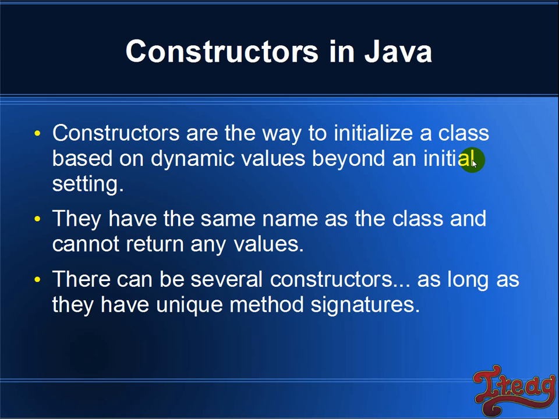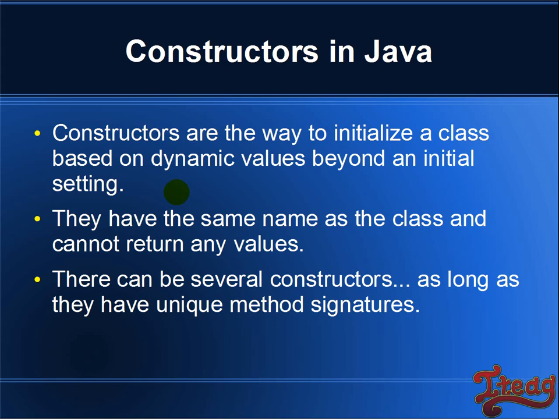All right, Constructors. When you start up your class, you can set initial values for the fields contained within a class, and constructors are the way to do it. Especially, constructors are the way to initialize a class based on dynamic values beyond an initial setting. Of course, a lot of the settings I've done thus far are just where you have your data and then you give it the initial value. If you do not set a value and you just create an instance of a class, it's going to be defaulted to null or zeros and all that good stuff.